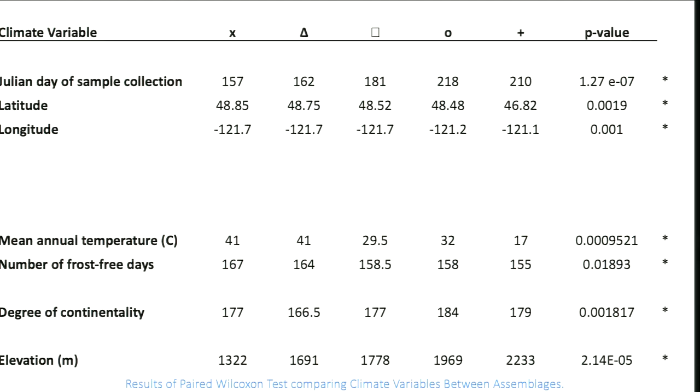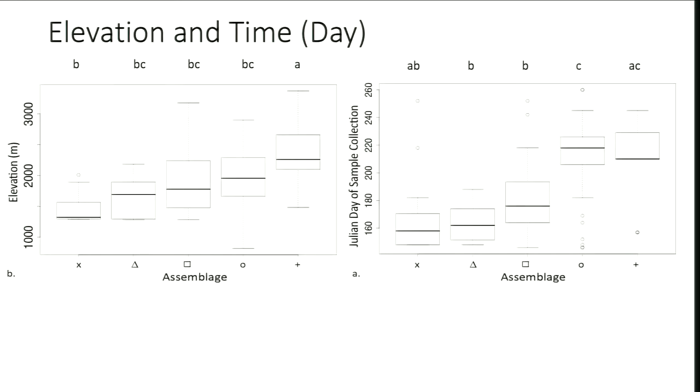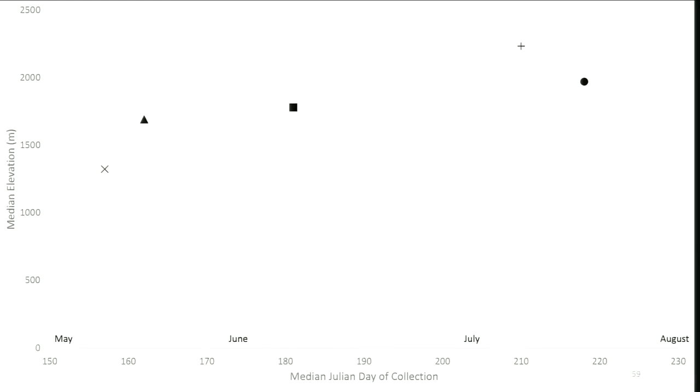And we ran some statistics on these and found that this set of variables were different between the different assemblages. Of particular note were that elevation and time, which is that Julian day, seemed to predict the difference between our samples. And so you can see that this is elevation. There's basically a gradient of elevation change across the different assemblage groups, and there's also an increasing relationship between the day of collection and the different assemblage groups. And if we look at the relationship between elevation and time on this axis, we can see that there is almost a linear relationship between these variables.